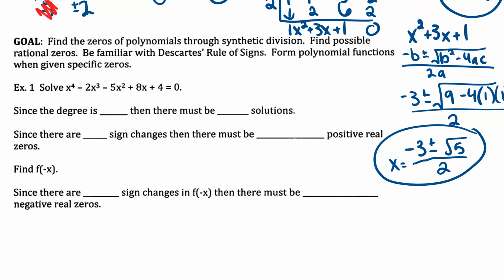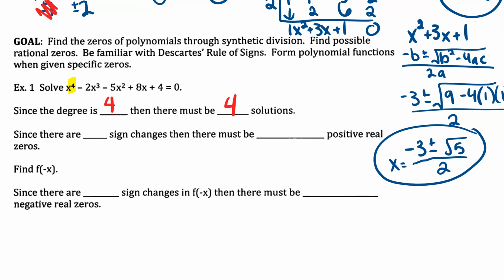And it says, since the degree is blank, there must be blank solutions. So the degree of this polynomial is 4, because the largest exponent is 4, which means we must have 4 solutions. But not all of those are necessarily going to be real solutions. We will have some real, potentially some imaginary, we don't know, and we will maybe have positive solutions or negative solutions. And so Descartes' rule of signs helps us to determine how many positive solutions we'll have and how many negative solutions we will have.